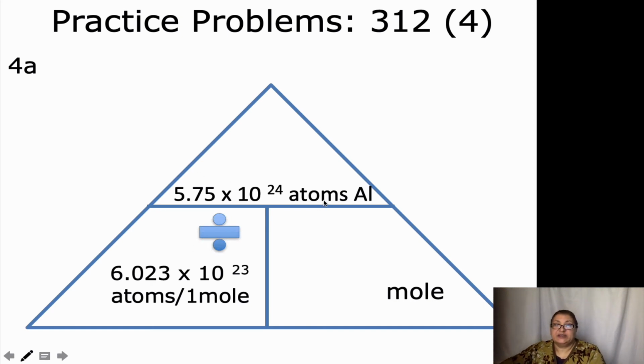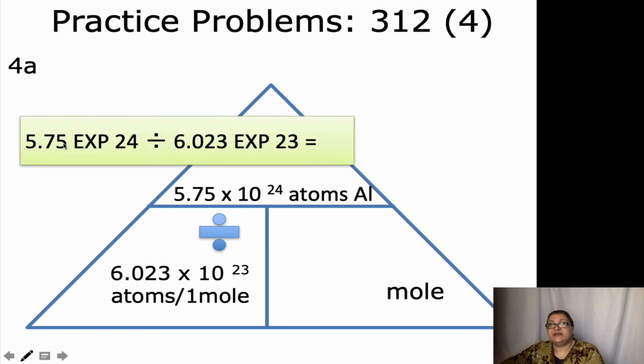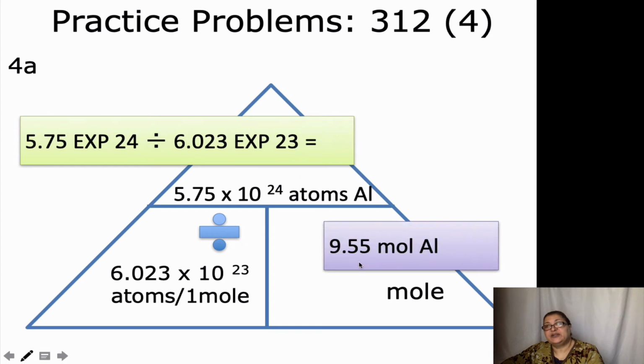So atoms to moles, we divide by Avogadro's number. And these are the steps: 5.75 EXP 24 divided by 6.023 EXP 23. And this is the answer you should get. If you don't get this answer, ask me in class and we'll go over it.